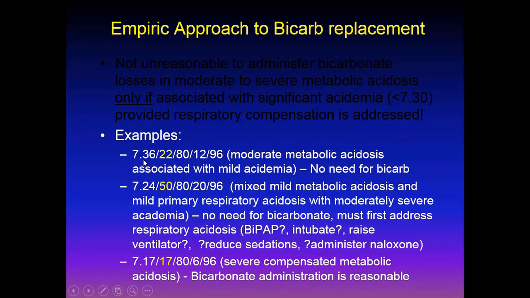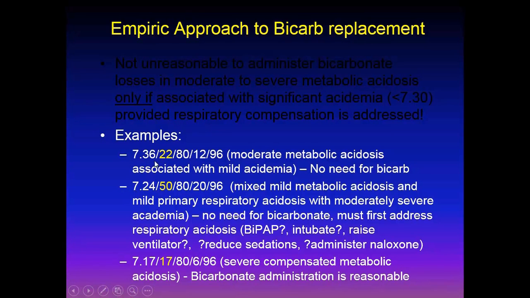The first example is someone that has a metabolic acidosis that's moderate, bicarb of 12, but they're overly compensating, their pH is almost normal. Well, even though there's a temptation to give bicarb, I would recommend against it. We don't really need to give bicarb. The pH is normal, and really the only reason we're giving bicarb is to help the pH come up.